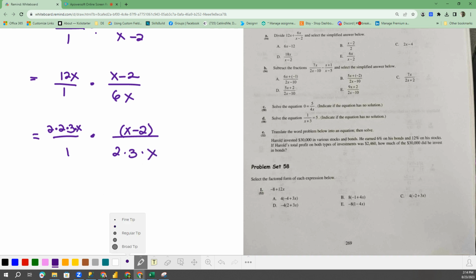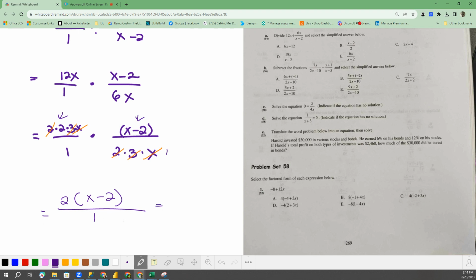So now we're ready to cancel things out. From left to right, this 2 gets canceled out with that 2, no more other 2, but this 3 gets canceled out with this 3, and that x gets canceled out with that x. After this, we multiply everything that's left. What's left in the numerator? You have 2 times (x minus 2) over 1 times 1, which is equal to 1.